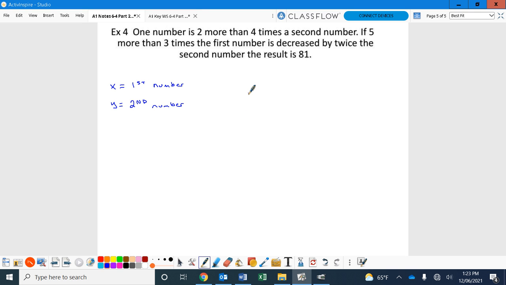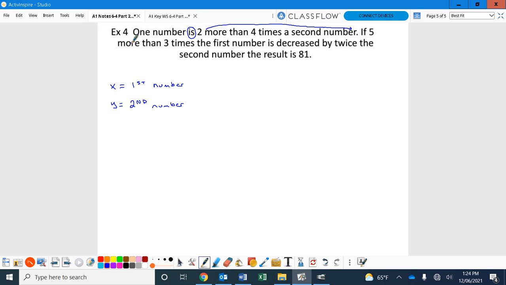Alright, step 2, write the equations. So we've got to read these and see what these equations say. It says one number is 2 more than. Guys, what is 2 more than? Where does the 2 go? At the end, it's going to have plus 2. And then it's going to be 4 times the second number. 2 more than 4 times the second number.